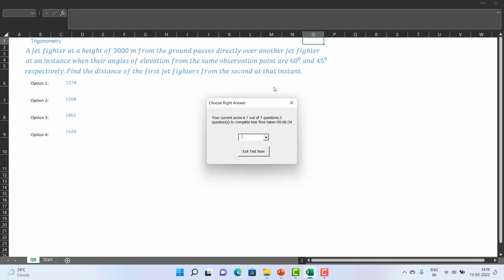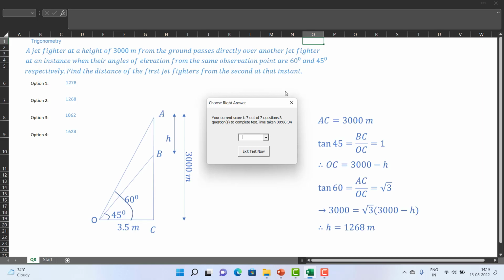So here tan 45 is equal to BC by OC. Therefore, BC is equal to OC, and that is 3000 minus small h. Tan 60 is equal to AC by OC, and OC you can substitute as 3000 minus h, and that is equal to root 3 because tan 60 is root 3. In the equation we get capital AC is equal to small h is equal to 3000 into root 3 minus 1 divided by root 3, which is 1268 meter. So option 2 is the answer.